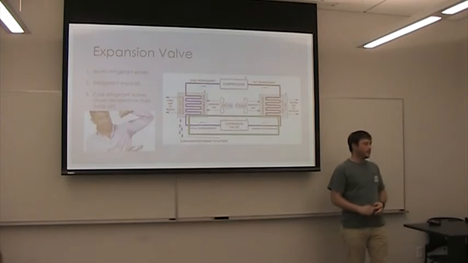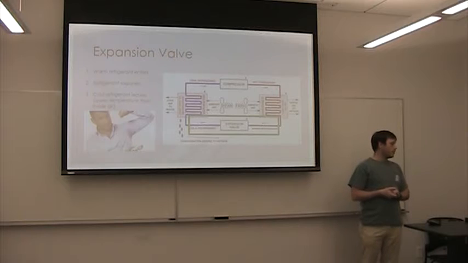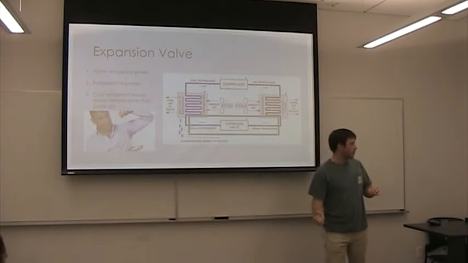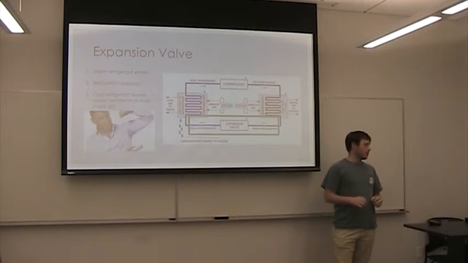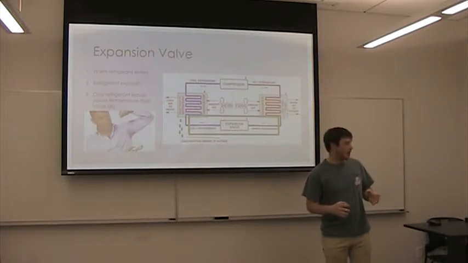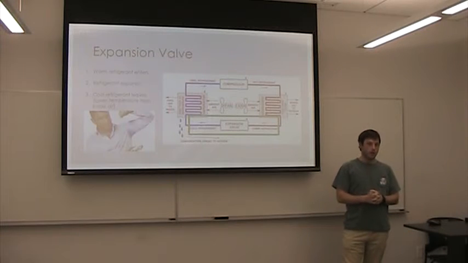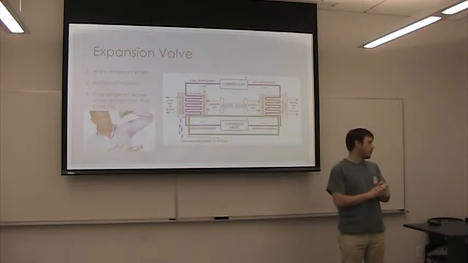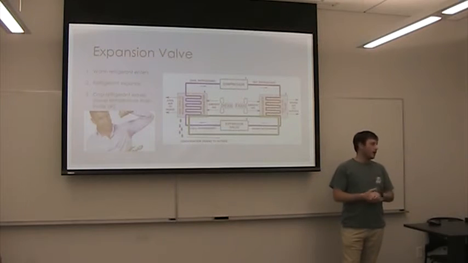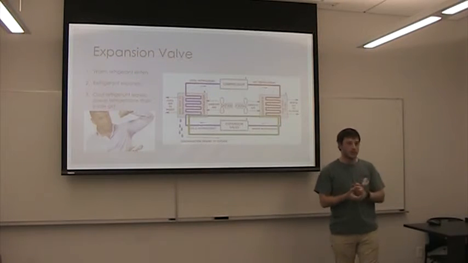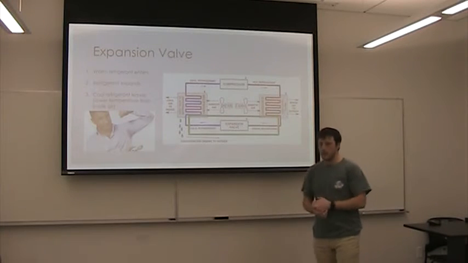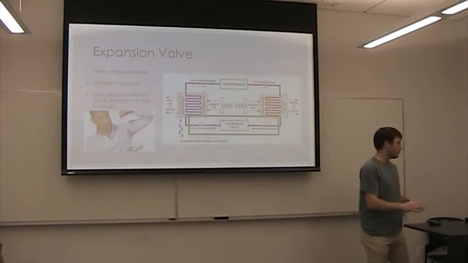Next is the expansion valve. So the expansion valve is where the refrigerant goes next. It'll enter at a warm temperature, and then it'll go through a throttling process, expand, and then come out very, very cold. A lot of times when it comes out, it'll be so cold that condensation will form around the pipes, and so there's typically some sort of drain to drain the condensation away so you don't flood your house.